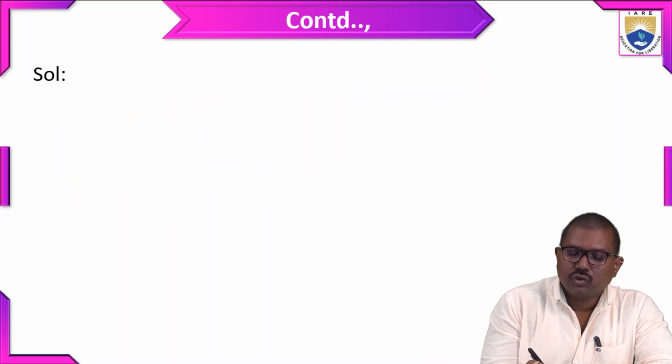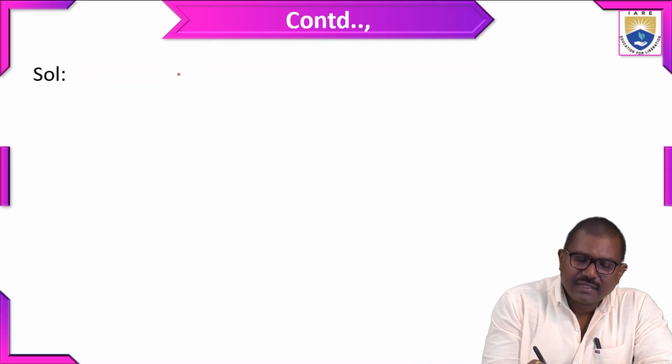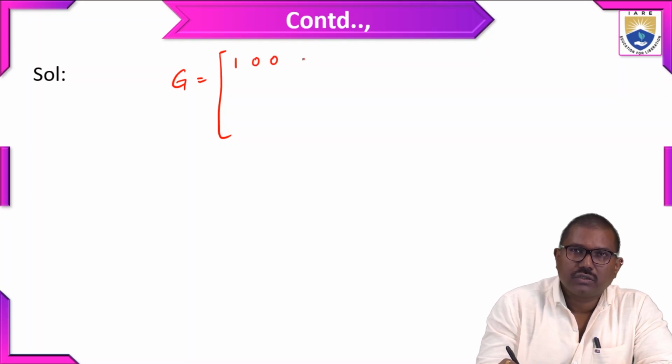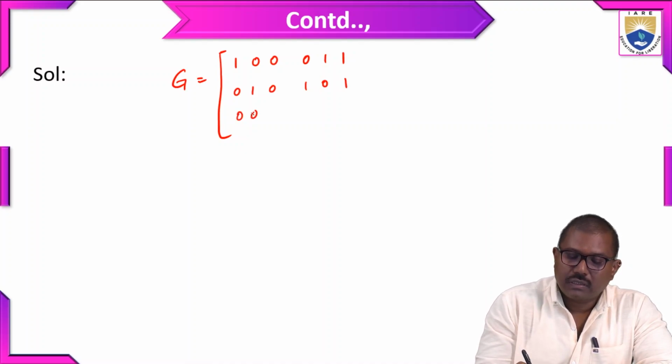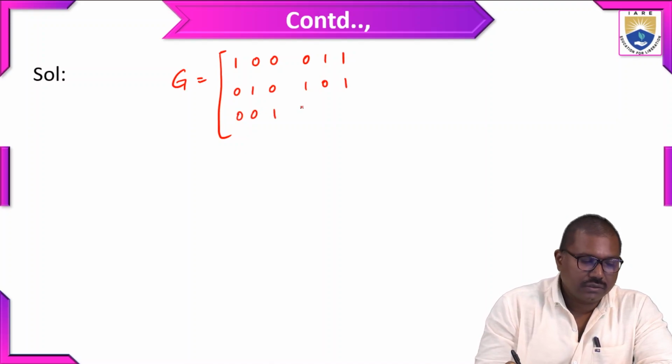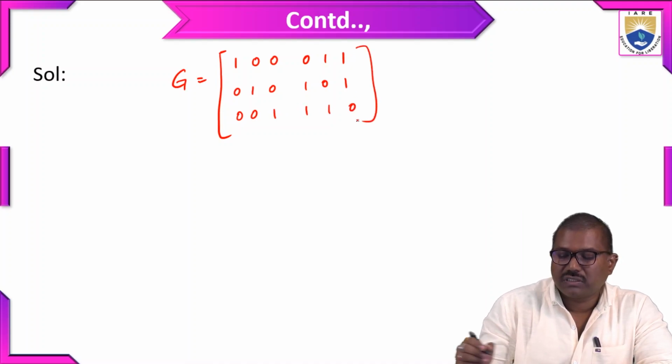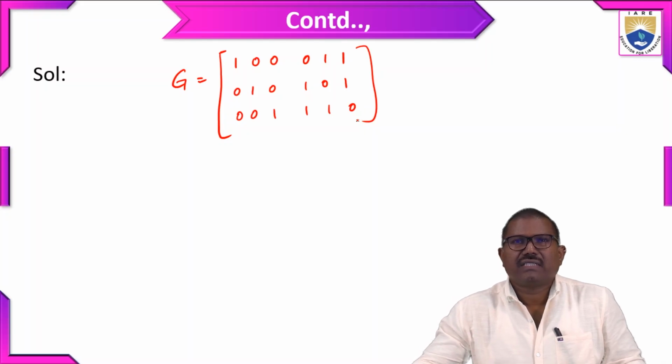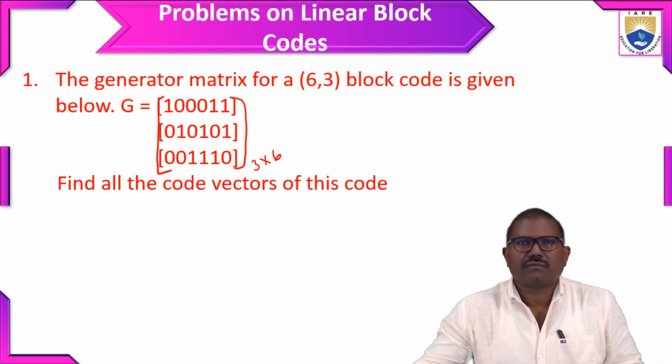First, we write the given generator matrix. G is equal to 1 0 0 0 1 1 in the first row, second row 0 1 0 1 0 1, and third row is 0 0 1 1 1 0. So this is the given G. One second, let me check.